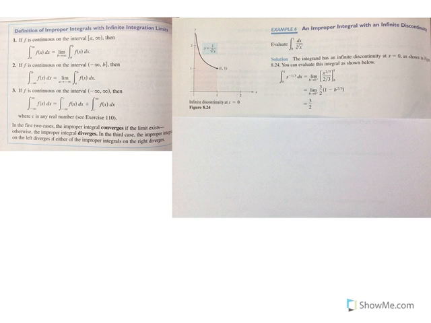So now we look at an example of the second type of improper integral that we can have, where we have an infinite discontinuity somewhere within the interval of integration. So what you see here is you have an infinite discontinuity at x is equal to 0, because when x is equal to 0, the integrand would be approaching infinity. So what you need to do is you have to use this definition.